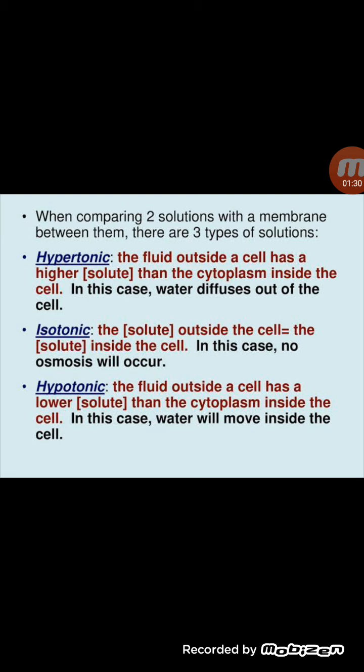Then we have three types of solutions: hypertonic, isotonic and hypotonic. In case of hypertonic, what happens? The fluid which is outside a cell has a high solute concentration. In case of isotonic, the concentration of solute outside and inside the cell is the same. And in case of hypotonic solution, the fluid which is outside the cell has a lower solute concentration.